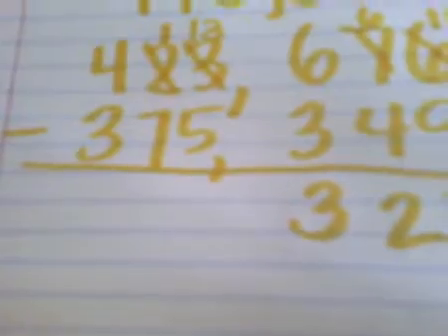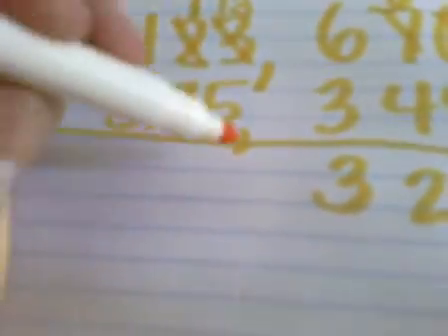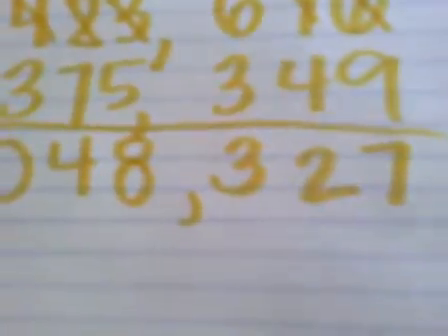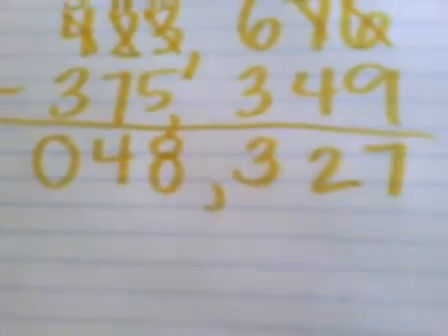3 minus 5, can't do that without getting a negative number. Borrowing from my 10,000s place. 2 becomes a 1. 3 becomes a 13. 13 minus 5 is 8. 1 minus 7, can't do that without getting a negative number. Borrowing again, making my 4 a 3, my 1 an 11. 11 minus 7 is 4. 3 minus 3 is 0. My final difference is 48,327. I'm showing my work by putting that on my answer key on my homework page.